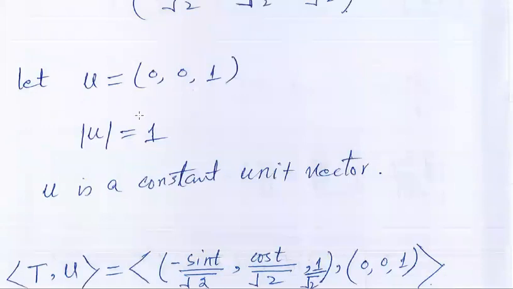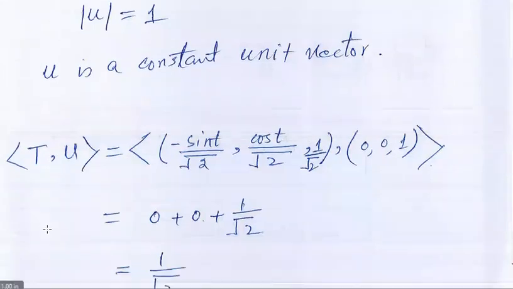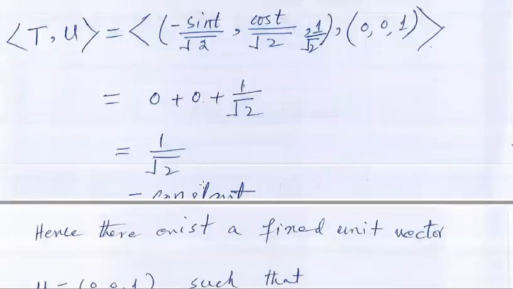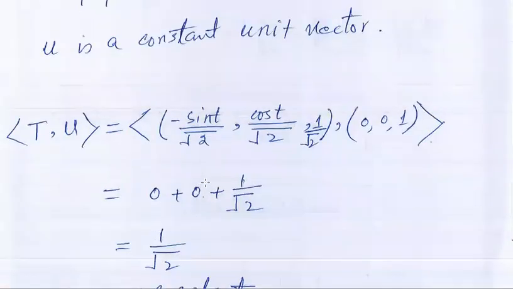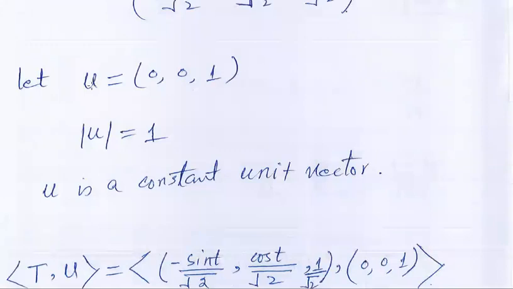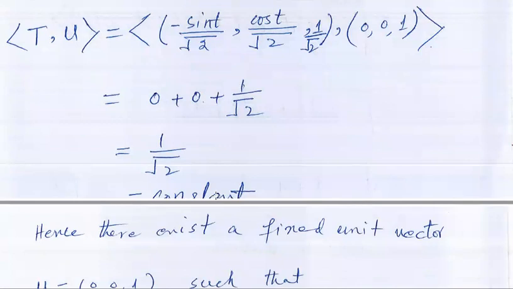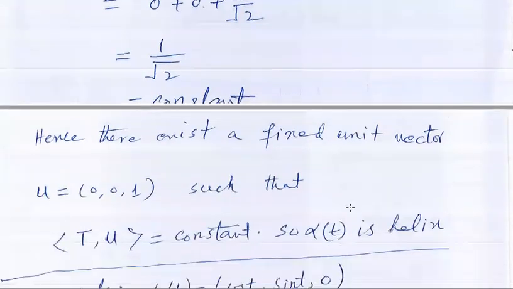If we suppose u is equal to (0, 0, 1), notice here that u is a constant vector, u is a unit vector, and if we take the inner product of t and u, then it is constant. So by definition, there exists a fixed unit vector such that the inner product of t and u is constant, so alpha of t is helix.